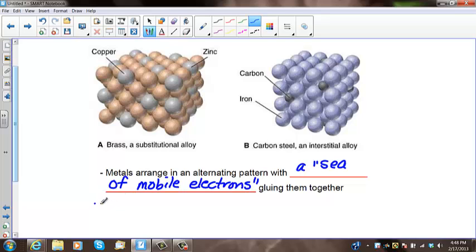And you have these examples listed here, but you have brass, which is the copper and zinc. You have steel, and then bronze. You may have heard of bronze. That's another example of an alloy.